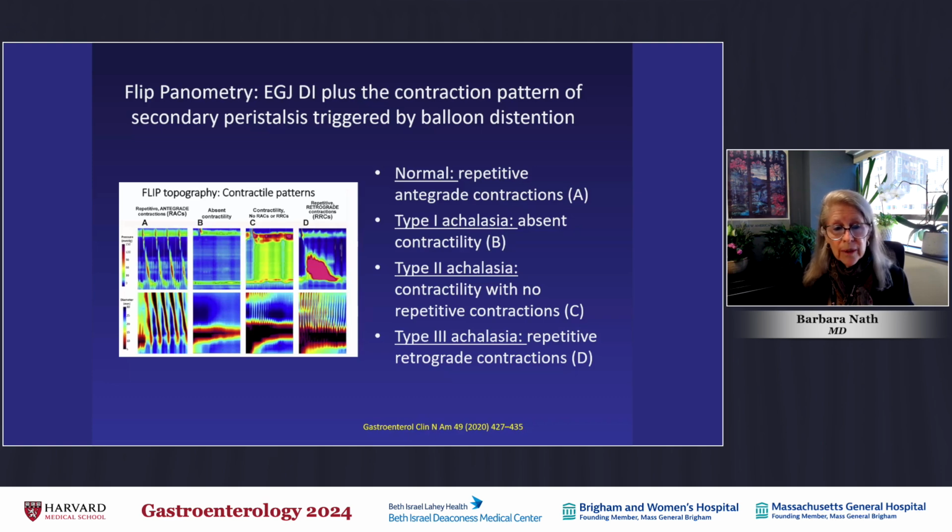In achalasia type 2, you initially see some very weak repetitive contractions, and then they sort of fade away. And in type 3 achalasia, you see repetitive contractions, but they're retrograde. So this can be useful as an adjunct to the information you get from the standard FLIP.